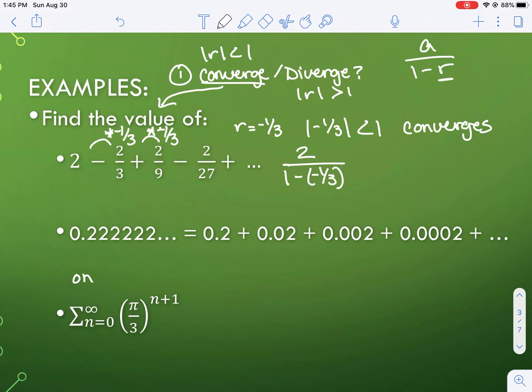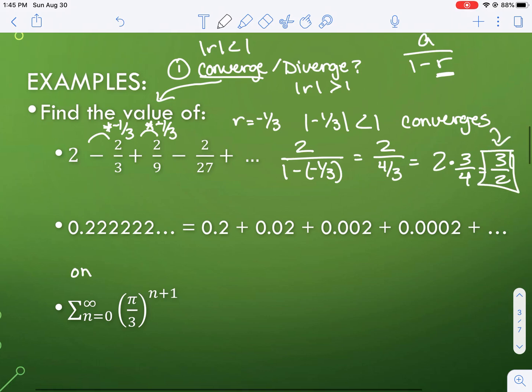In this formula, you still use the value of r. You don't use the absolute value. So we have 2 over 4/3. So 2 times 3/4 would give me 3/2. So that would be the finite sum it converges to.